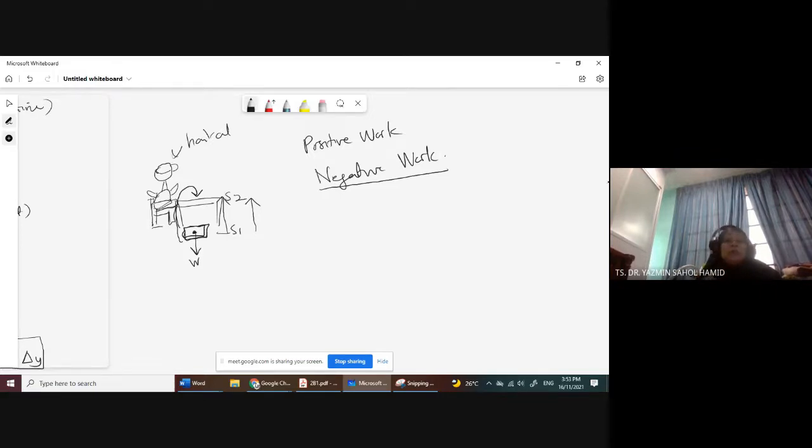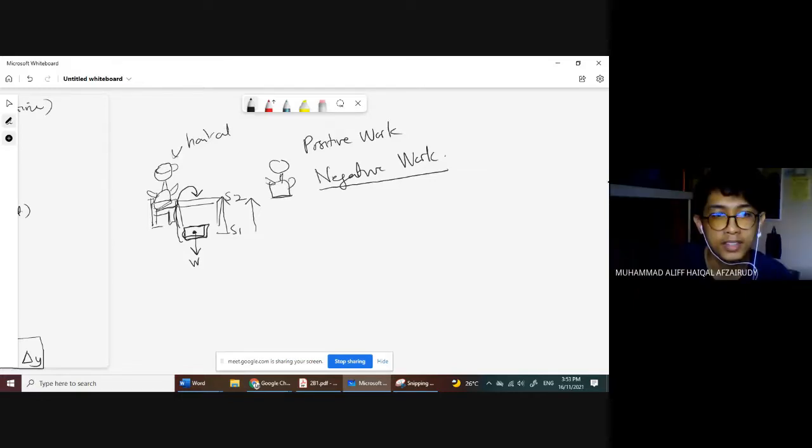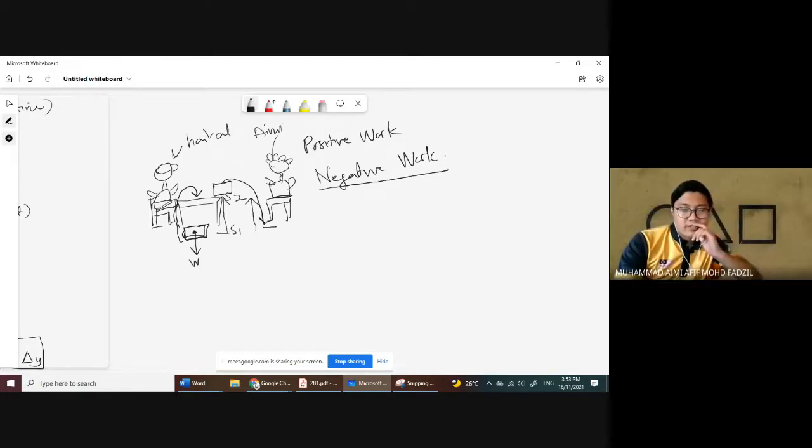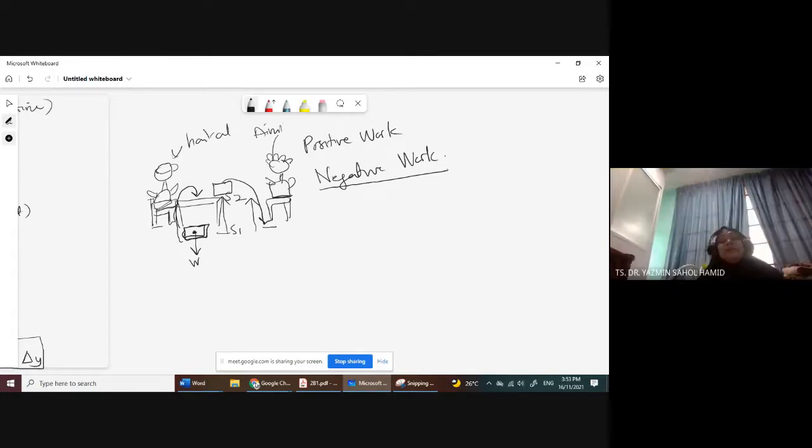Now let's say this is Haikal. Who is Haikal's best buddy? Aimi. Okay, let's say this is Aimi. Now Aimi takes this book and puts it down. Is Aimi doing positive work or negative work? Positive work, in the direction of the weight force. So now do you understand?